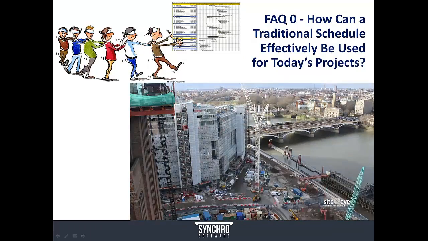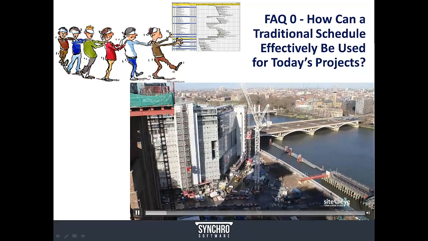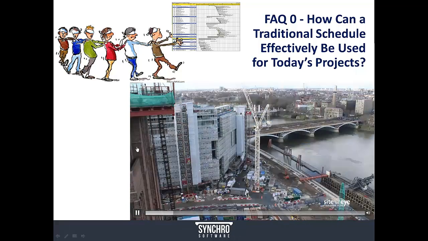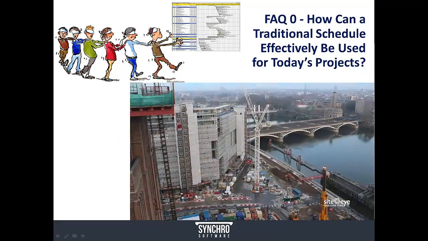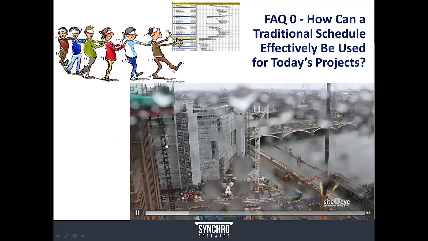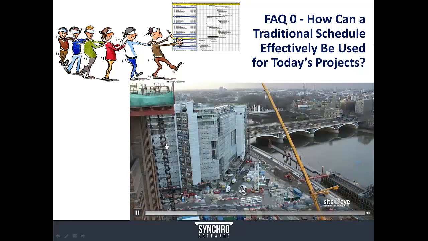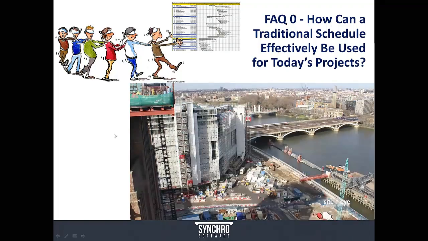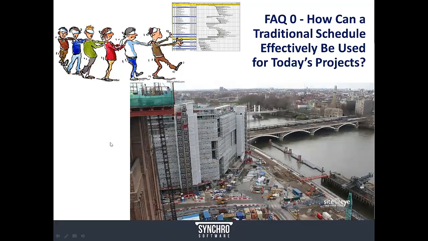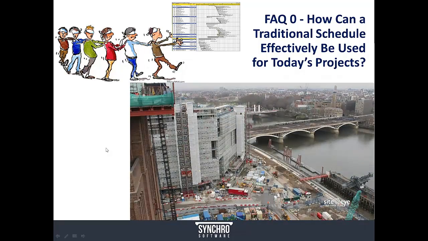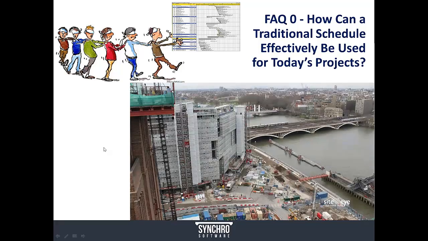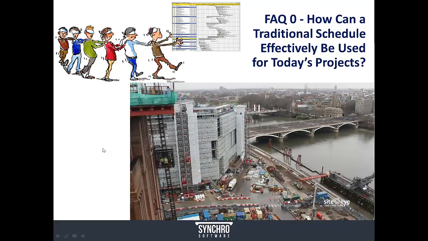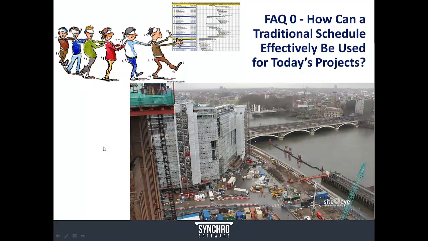So the first question really is how can a traditional schedule effectively be used for today's projects? The complexity, the requirements, the design all feed into what I would say is an almost impossible task: to use a traditional CPM schedule to plan the job and accurately maintain that plan through the life cycle of the project.